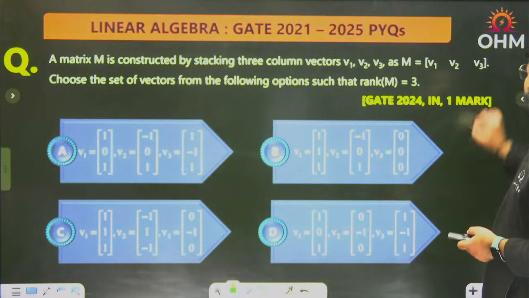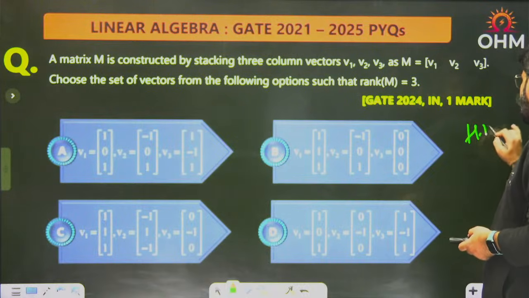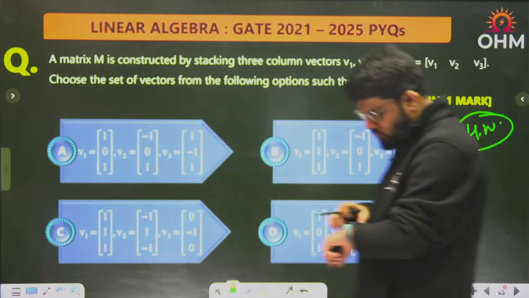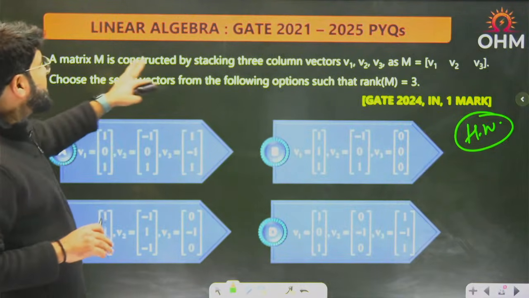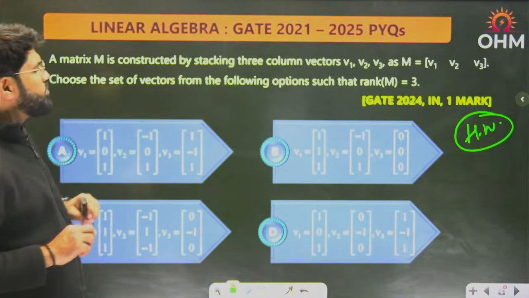All right. Again, 1 mark question. Take this one question as homework for you. What is there in this question? A matrix M is constructed by stacking the 3 column vectors V1, V2, V3.